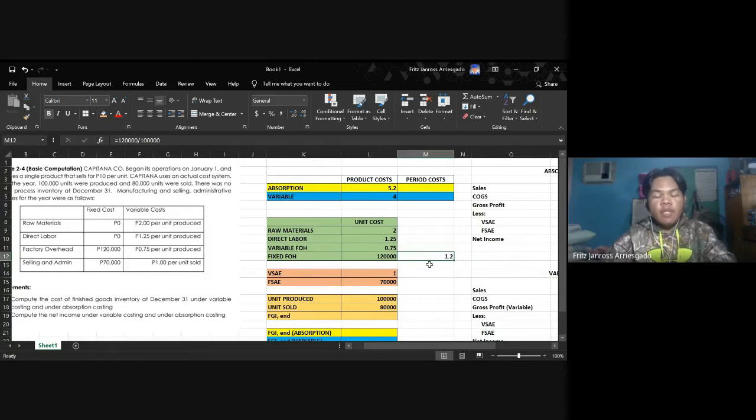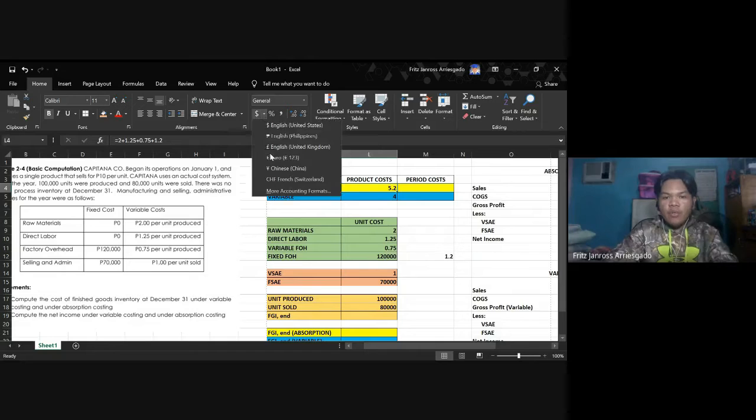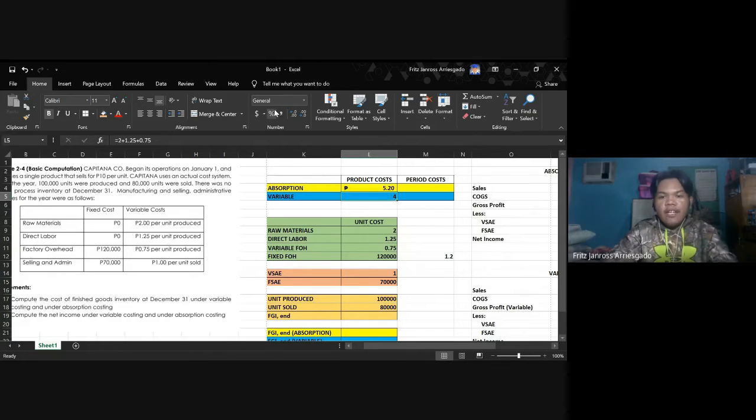You add everything because under absorption, product costs contain raw materials, direct labor, variable factory overhead, and fixed factory overhead. So your product cost is equal to 5.2 pesos. And for variable costing, it only requires the raw materials, the direct labor, and the variable factory overhead as its product cost.